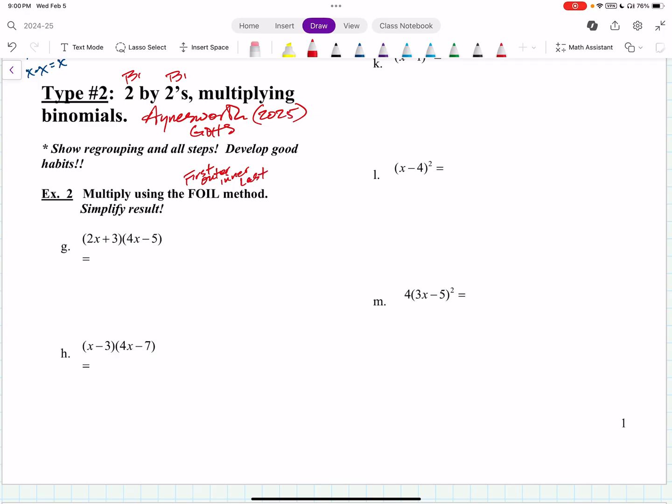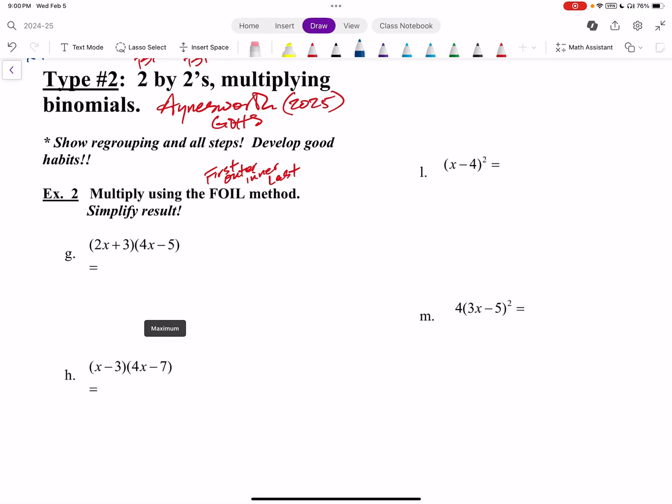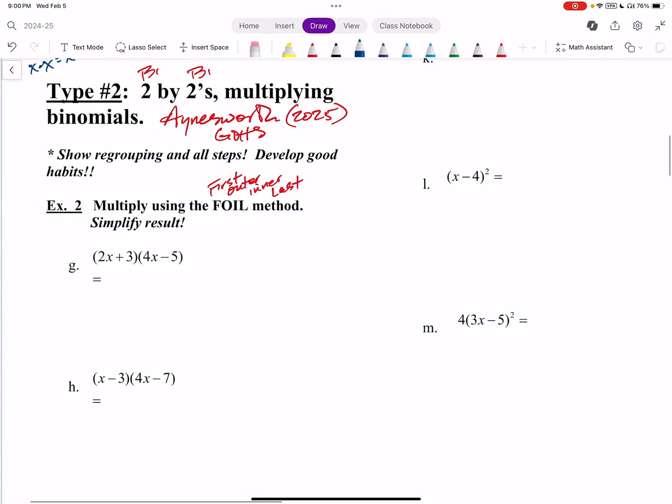The FOIL method is an acronym, first, outer, inner, last, and it just means that you multiply 4 times. It's just a helpful way to remember how you do it. I'll explain it in general terms, and then I'll bring in the FOIL method, which is the same thing as the distributive property. So let's get started. Here we go. And again, go at your own pace.